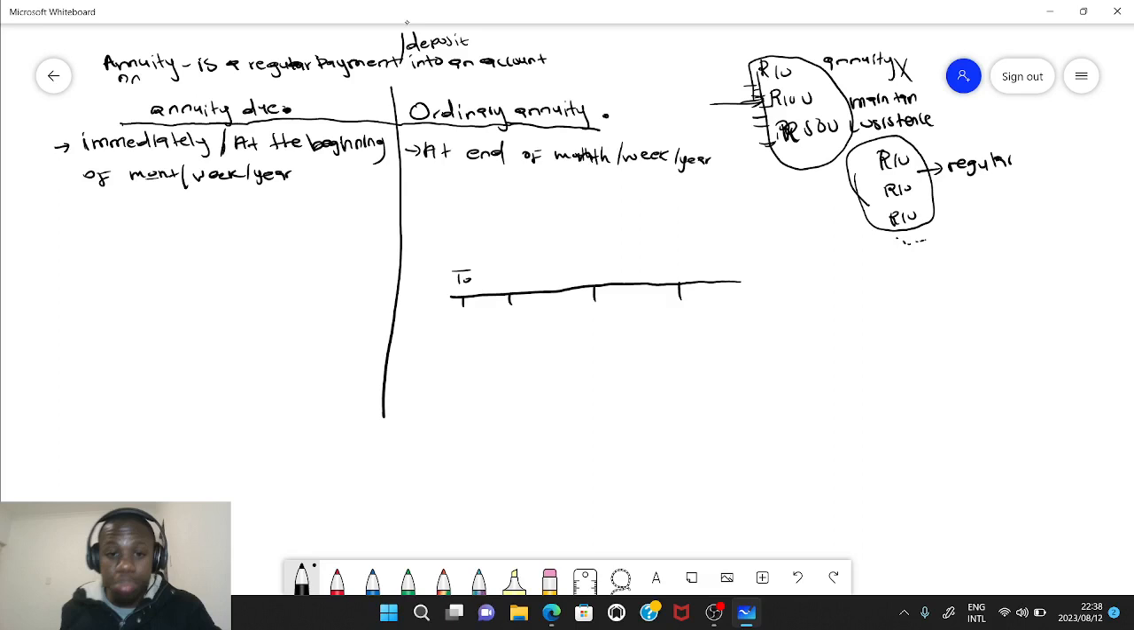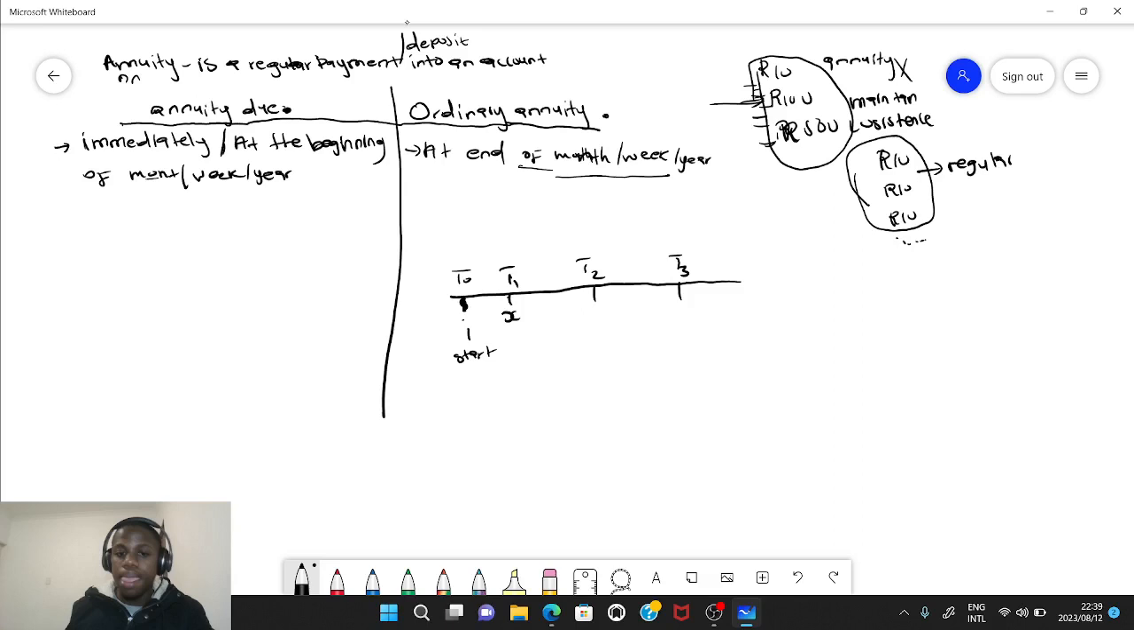We're saying this is the start, the beginning of the month. And in an ordinary annuity, I'm paying at the end of the month. I want you to look at this. Suppose I pay at the end of the month. I will have X. And then at T2, it is the end of another month, I'll pay another X. And then at T3, the end of the month, I'll pay another X, right?